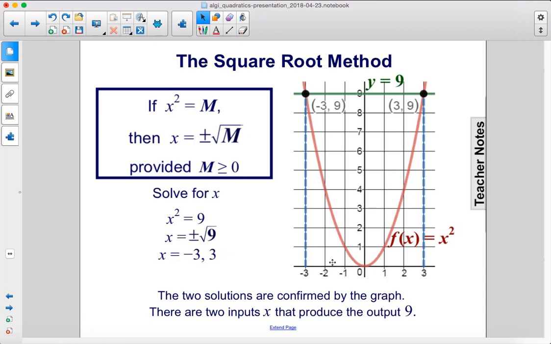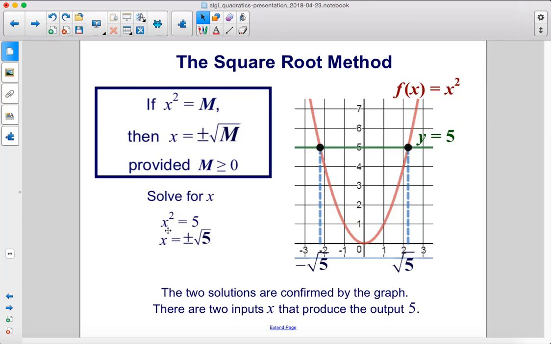All right, here's an example. Solve for x. We have x squared equals 9. x equals positive or negative the square root of 9. The square root of 9 is 3, so we have positive and negative 3. The two solutions are confirmed by the graph. This is the graph of x squared, and we can see that two different inputs, negative 3 and positive 3, have the output of y equals 9, and that is confirmed here.